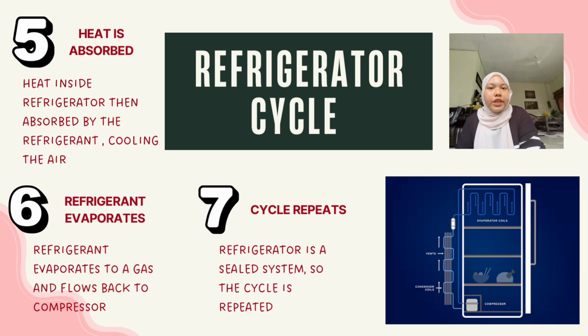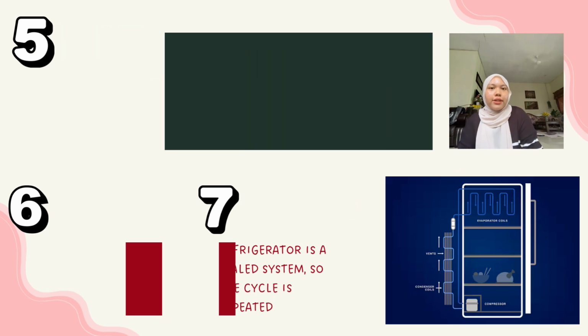Lastly, step 7, cycle repeats. The refrigerator is a sealed system, so once the refrigerant gas flows back to the compressor, the cycle is repeated. The repetition of the cycle helps the refrigerator to maintain a constant cool.